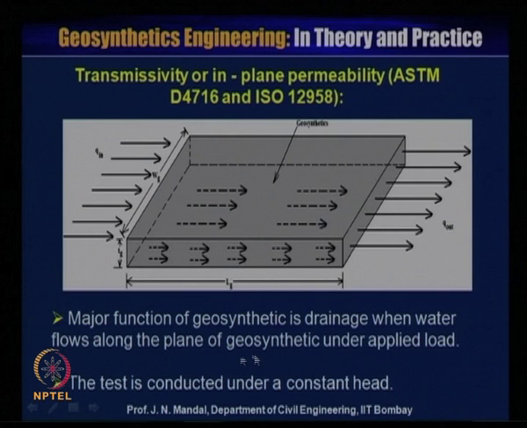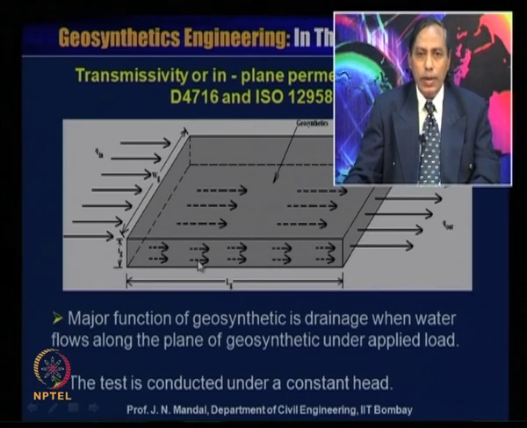That means the test is to be conducted under a constant load. Here you can see that this is the length of the geotextile Lg, this is width of the geotextile Wg, this is thickness of the geotextile Tg, and this flow in is Qin and flow out is Qout. So, this water or liquid flows along the plane of the geosynthetic material, that is why it is called transmittivity.